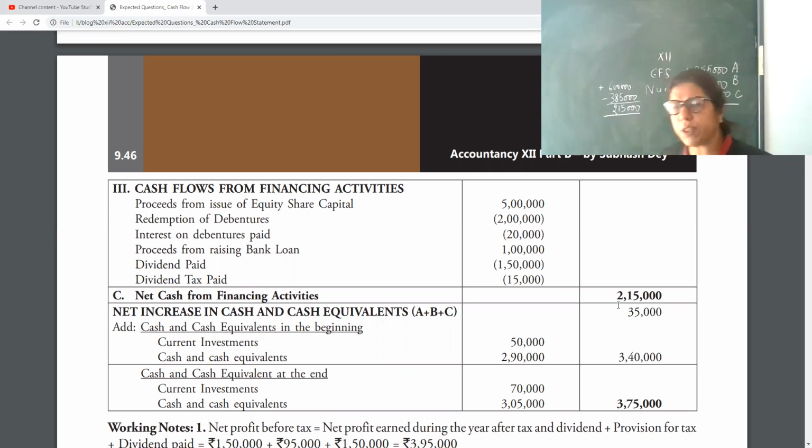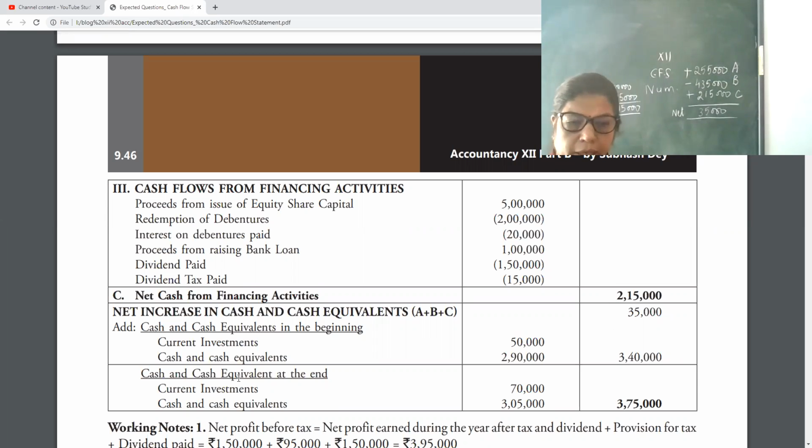How does it come to 35,000? Look here. See, this positive should be added. That will be 4,70,000 minus 4,35,000. That will be 35,000.